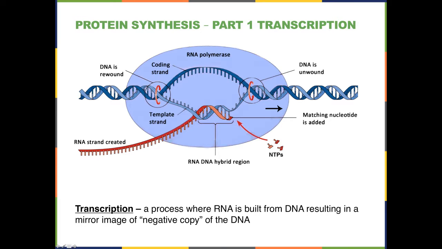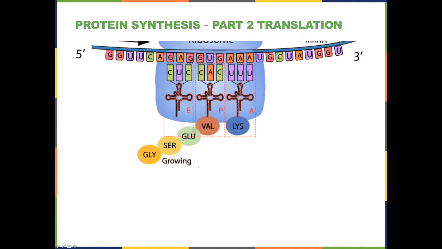So once it's built, it's then rewound, and then you have the DNA back the way it was. And so this whole process of making this RNA is called transcription. Now the second part is called translation. Translation happens when you take this RNA that's been produced, which is called messenger RNA, and that's shown right here in this diagram up here.